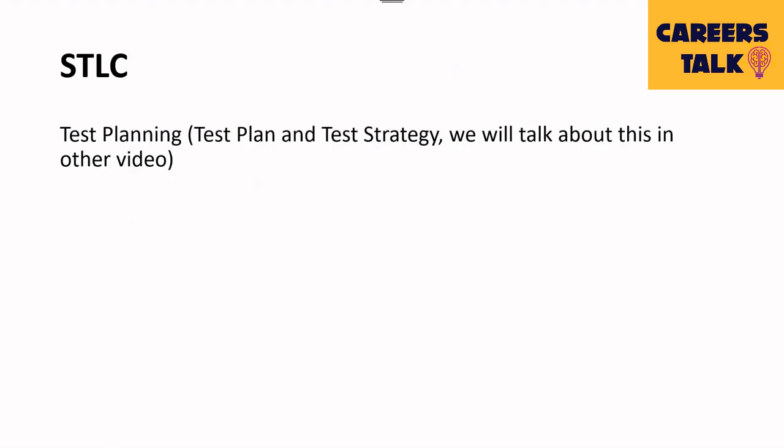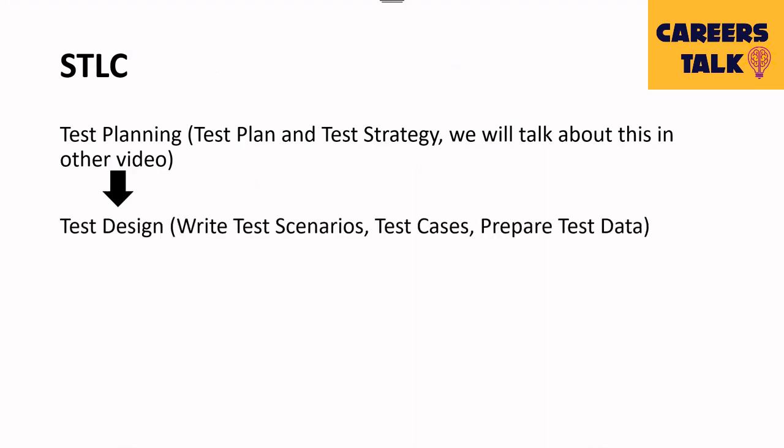Now, SDLC, we saw, is the software development lifecycle. Now we'll see STLC, which is the software testing lifecycle. Test planning. What goes as part of test planning? Test plan and test strategy. We'll talk about this in another video, otherwise this video can get too long, okay? So the first thing that you have to do in STLC is test planning. Your test lead is the person who's usually going to do the test planning, right?